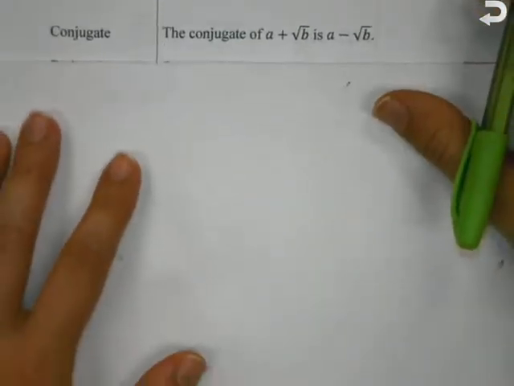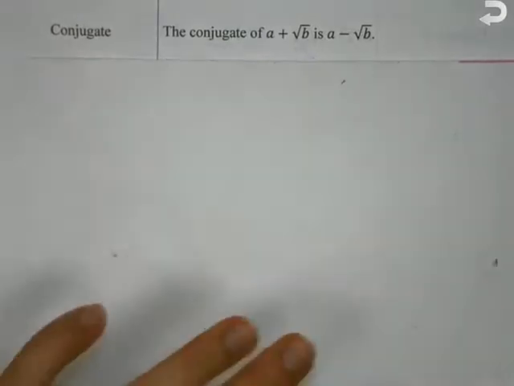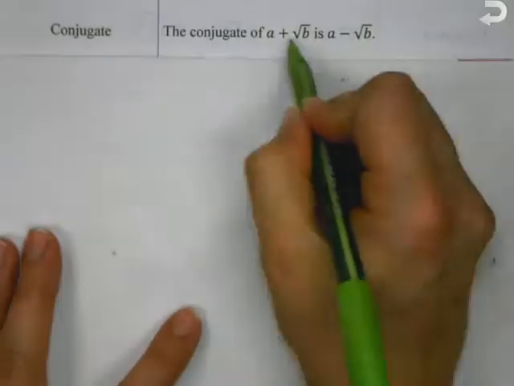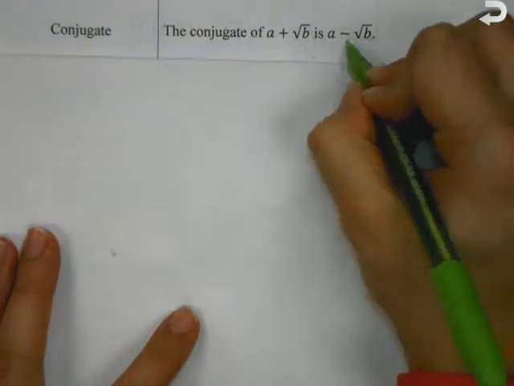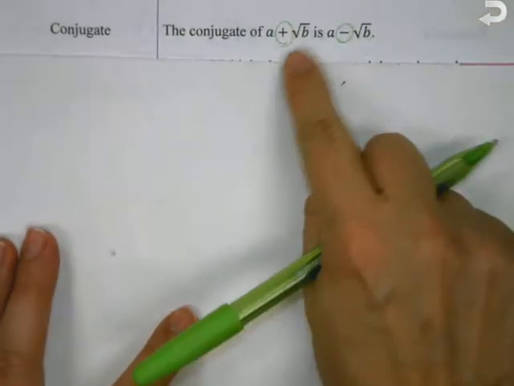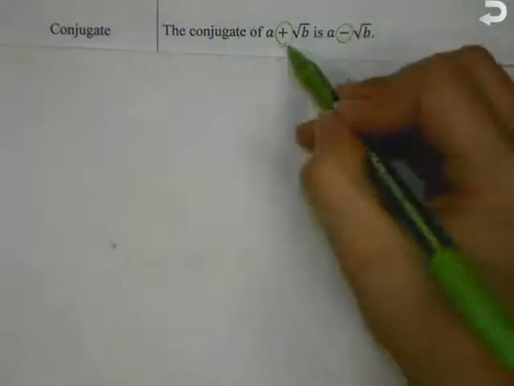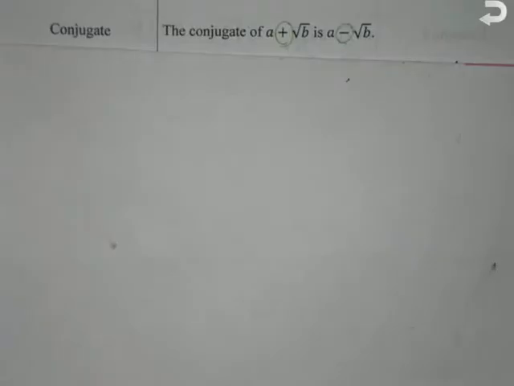But it's pretty simple to remember. The conjugate of A plus root B is A minus root B. So it's basically exactly the same, but we change the sign. Okay? So conjugate means that we change the middle sign. If it's addition originally, we change it to a negative. If it's subtraction originally, we change it to addition. Okay? So everything's the same except for the sign.